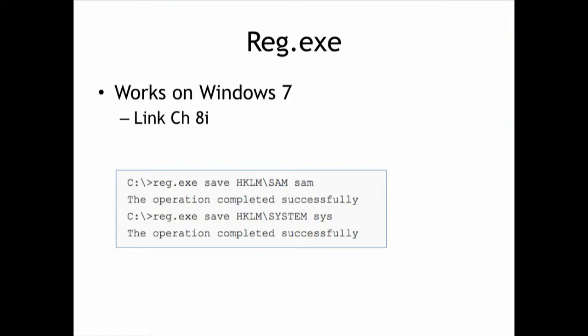Now, if you have administrator rights, you can run Reg, and Reg will dump out registry keys, and you can dump it from the registry. Those are the registry hives, and you can dump them here and get copies of them. So that's one option.